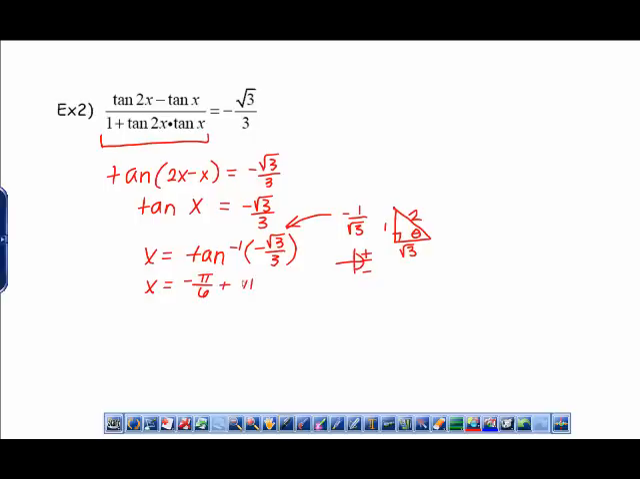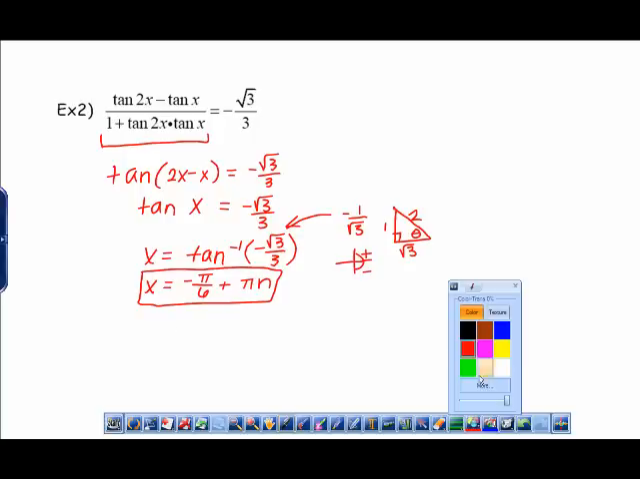Remember, for tangent, it's not plus 2 pi n, it's just plus pi n, because pi is the period for tangent and cotangent. I don't have a second general solution, and I don't have anything else to do to solve for x. That's what I mean by we lucked out here with this 2x minus x. If it had been more complicated, I might have had to do another step at the end.